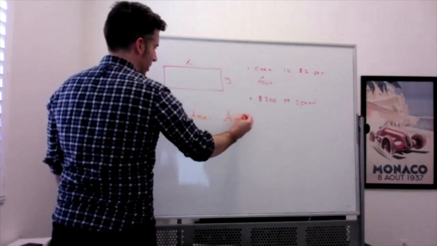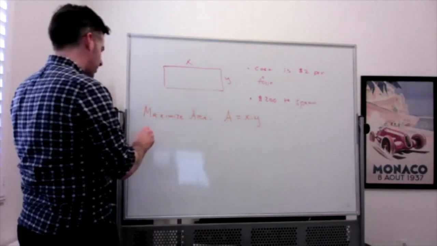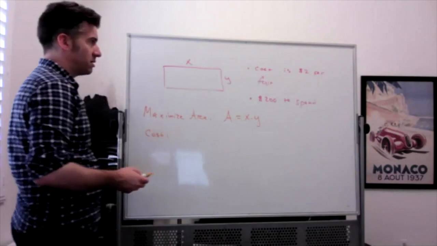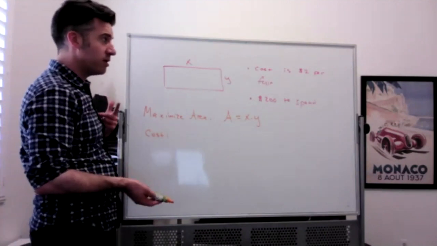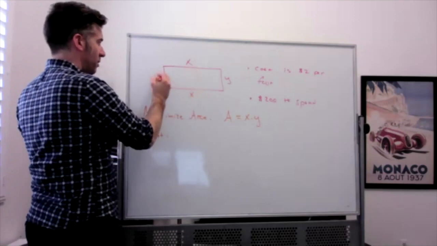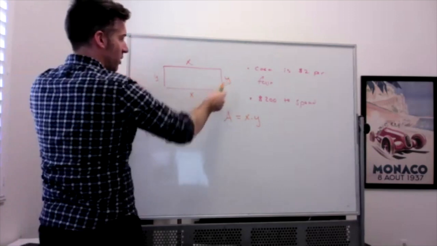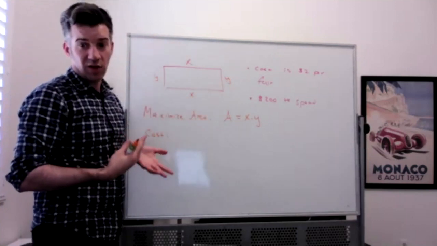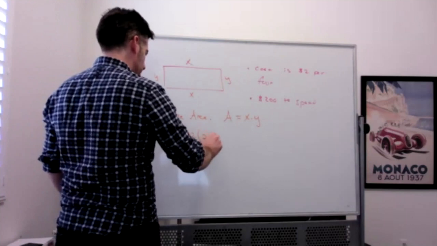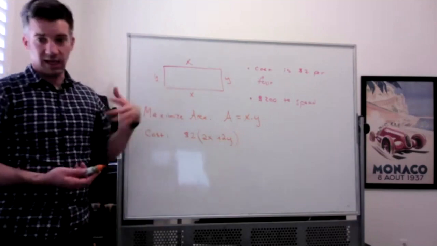So again, the area is x times y. And then we have a constraint. The constraint is the cost. And the cost is, well, we know it's $2 per foot. So again, the amount of feet we have is 2x plus 2y feet, but it's $2 times that. So the cost is $2 times 2x plus 2y, because in this problem, all the sides cost the same amount.